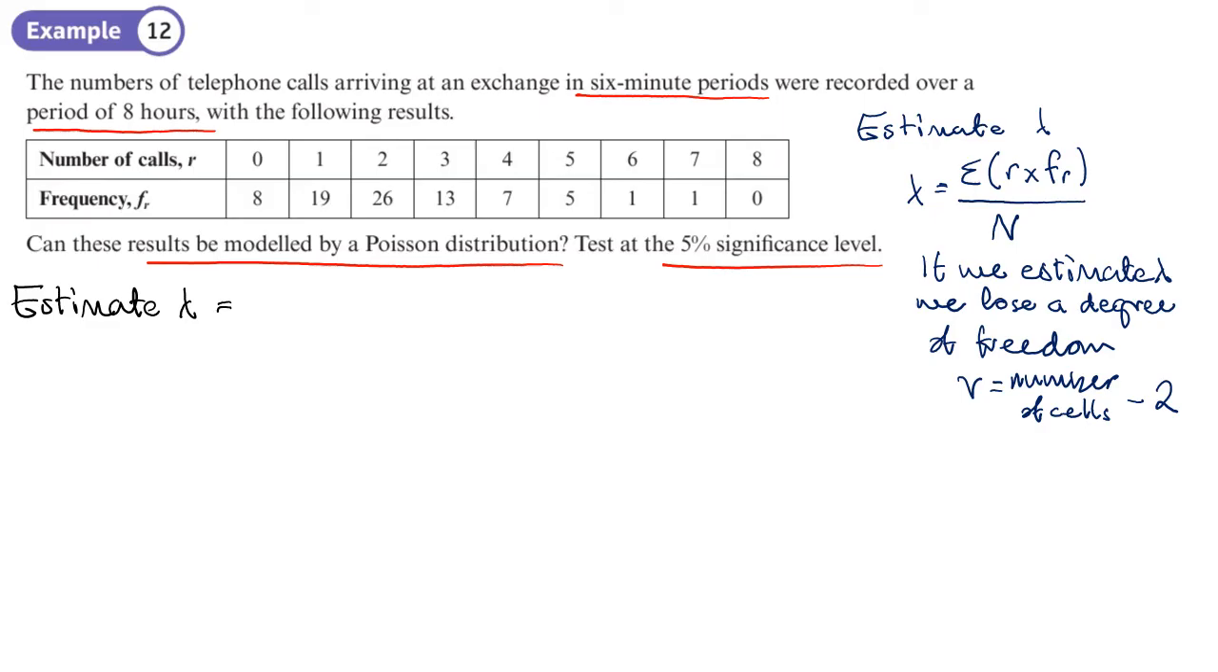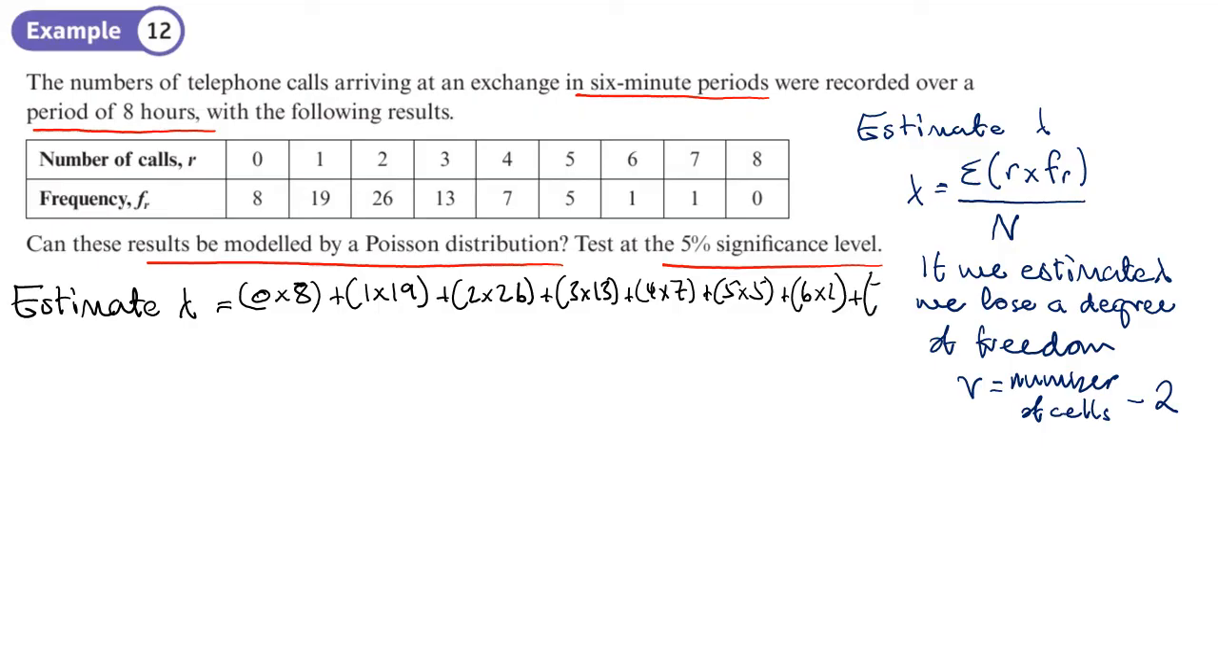Right, so this will be 0 times 8 plus 1 times 19, 2 times 26, 3 times 13, 4 times 7, 5 times 5, 6 times 1, 7 times 1, and then plus 8 times 0.